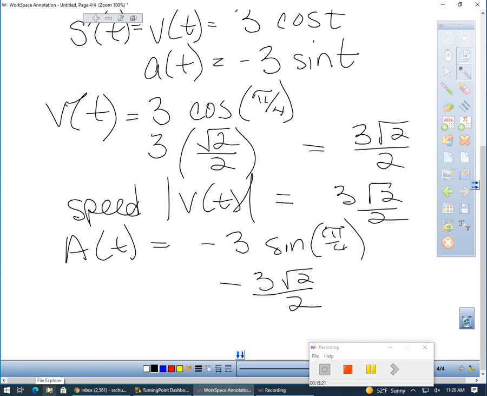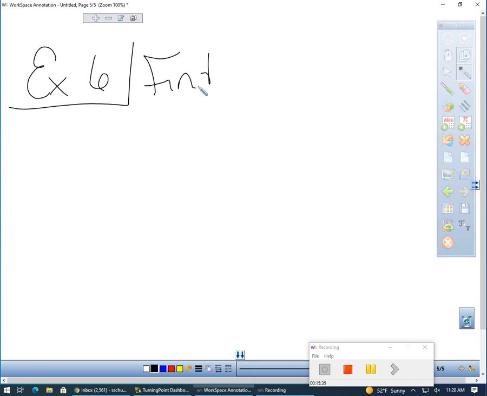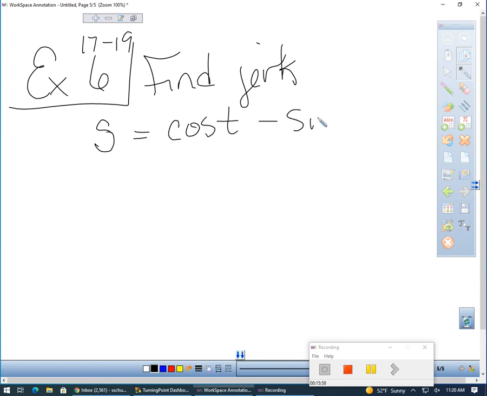All right. Next example. I'm on example 6, right? Again, have any of them been really hard? No, right? Okay. So example 6. Find jerk. This is 17 and 19. I'm going to give you your position equation. S equals cosine t minus sine t.